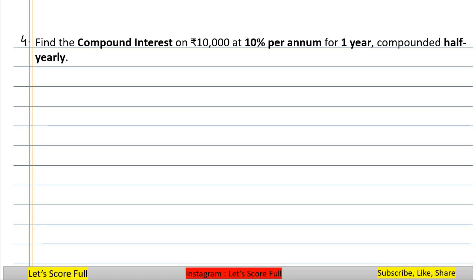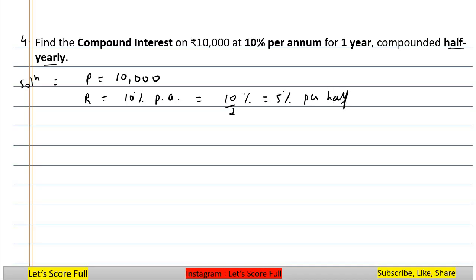Find the compound interest on rupees 10,000 at 10% per annum for 1 year, compounded half yearly. Okay. So the principal they have given me is rupees 10,000 and the rate is 10%, but it is per annum, meaning for the year. So for half a year how much will it be? 10 divided by 2, that is 5% per half year, right? Because the compound period is half yearly, I need to divide it by 2.